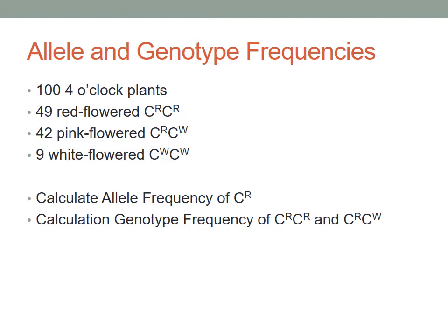You might be wondering, okay, what if I want to calculate this a different way? Well, then you would say 49 times 2 plus 42 divided by 200, which is still going to give you 0.7.